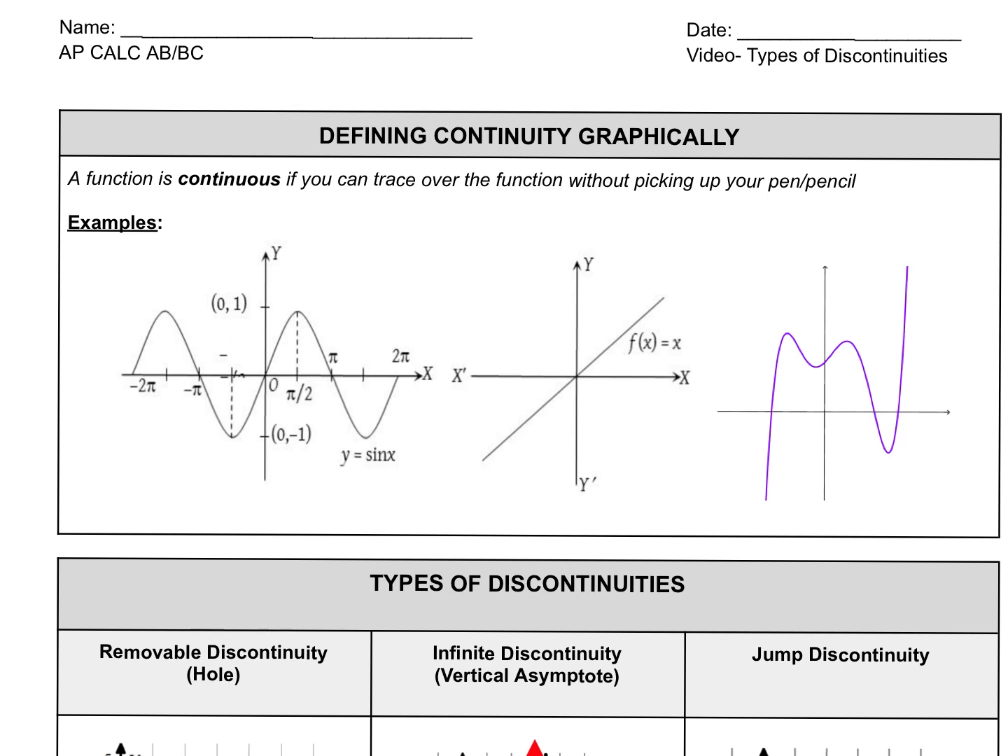Hi everyone, in today's lesson we're going to talk about types of discontinuities. First, we need to define what continuity is. So a function is continuous if you can trace over the function without picking up your pen or pencil.